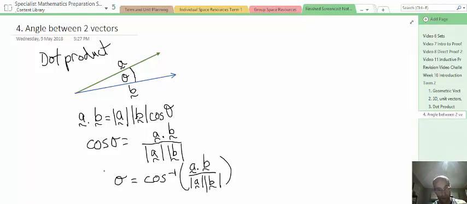Thus, to isolate theta, which is what we're looking for, the angle between the two vectors, we have to take the inverse cos of both sides. If we take the inverse cos of cos, we have just theta, and on the right hand side it's the inverse cos of what we had in the previous line. And that will give us the angle in degrees between two vectors.